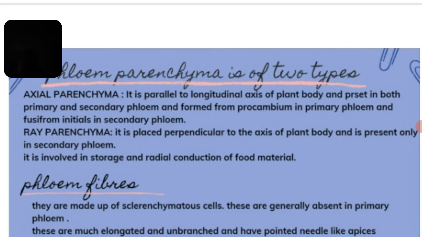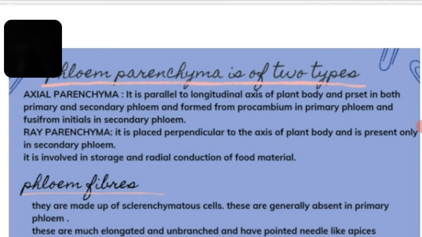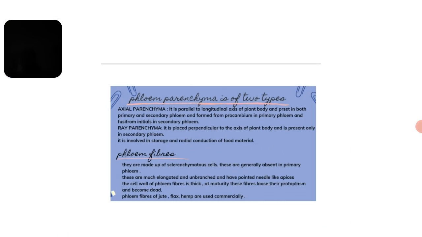The second one is the ray parenchyma. It is placed perpendicular to the axis of the plant body and it is present only in secondary phloem. It is involved in storage and radial conduction of food material. One more thing, the transverse cells are also present in the phloem. They are short distance phloem. Transport of metabolites is carried through special cells called the transverse cells.